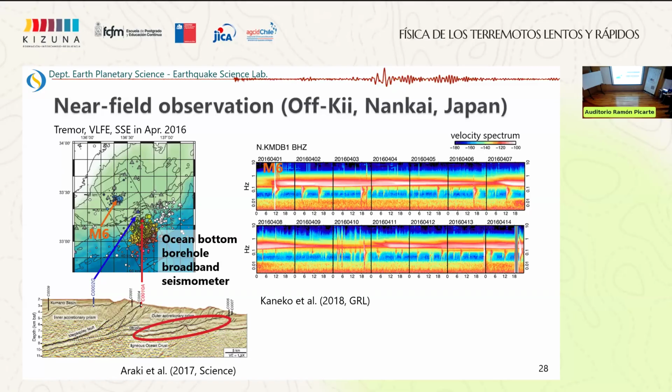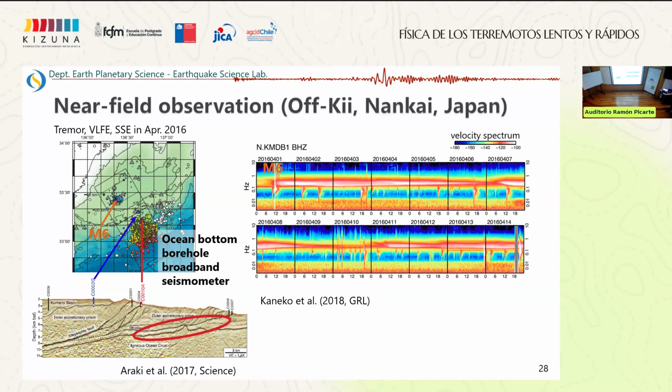It is an ocean bottom borehole broadband seismometer, a very expensive one, in the Kii region, Nankai area. Tremor also occurs very close to this observation point. These are two boreholes; there are several boreholes. And tremor occurs just 10 kilometers from this site. So it's a very unusual observation.